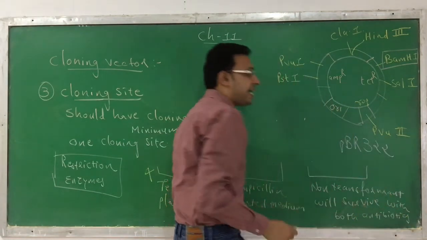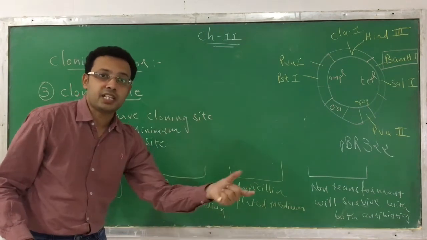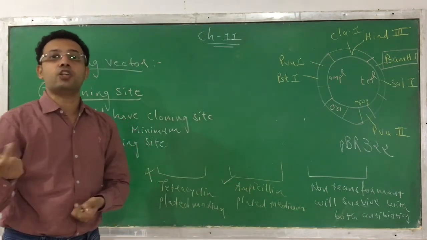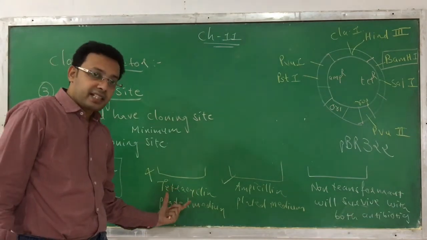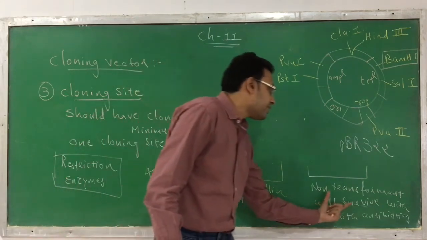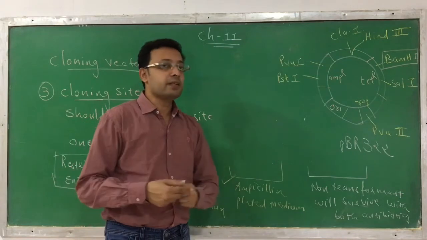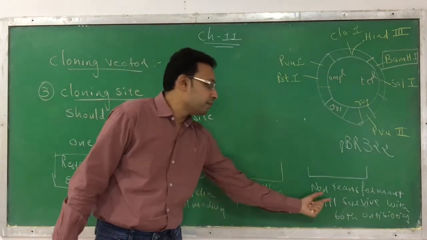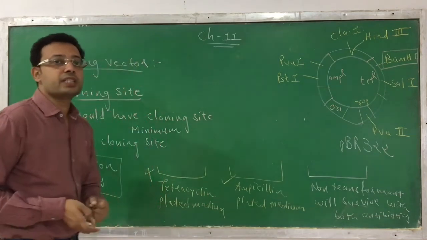So this is acting as a selectable marker, from which we come to know in which the change occurred, which are the transformants and which are the non-transformants. If it is a transformant, then it is killed by tetracycline and not killed by ampicillin. And if no change occurred, if it is a non-transformant, it is not killed by any antibiotic. Means it survived in both the antibiotics. So this is a process by which we are using the selectable markers.